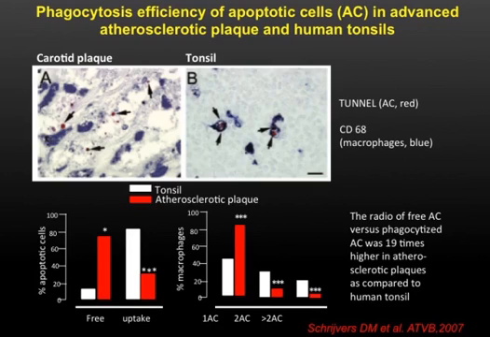So this is one of the papers which came from Belgium, and it's a very nice study. What they did was they looked at phagocytosis efficiency of apoptotic cells. They compared tonsil to atherosclerotic plaque from the carotid.